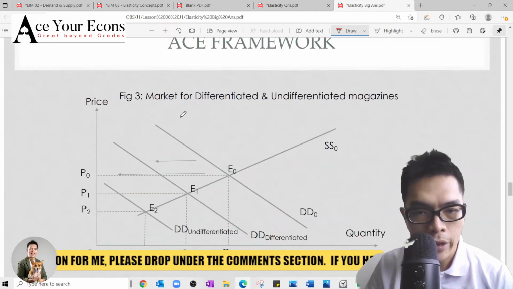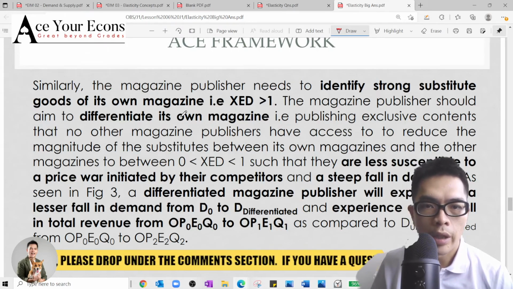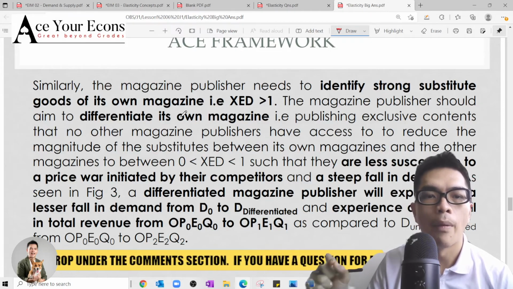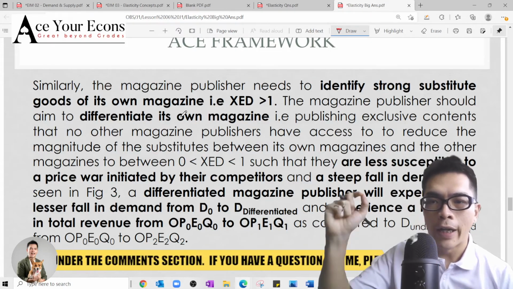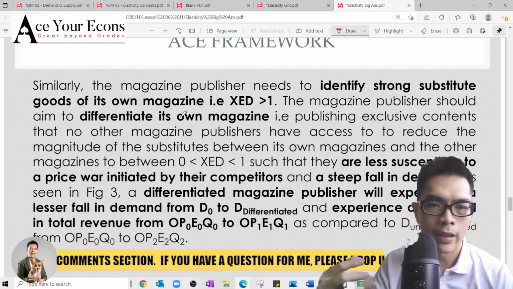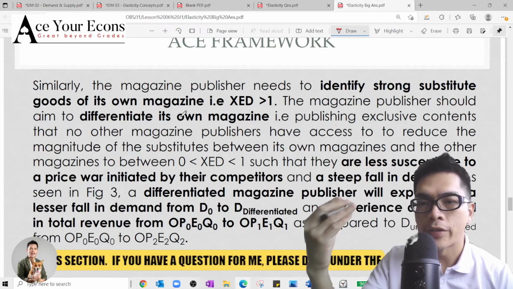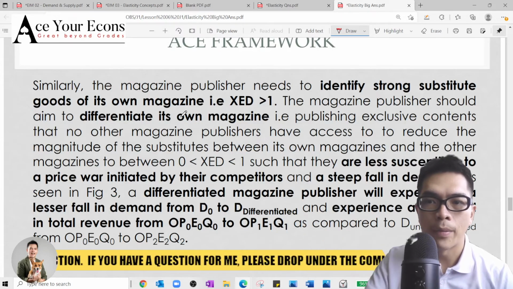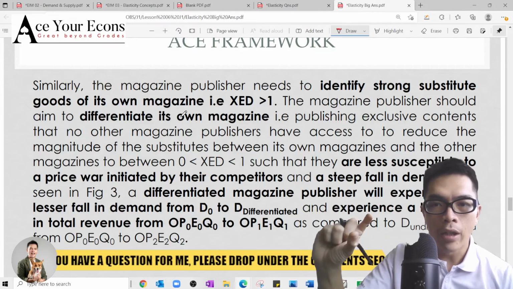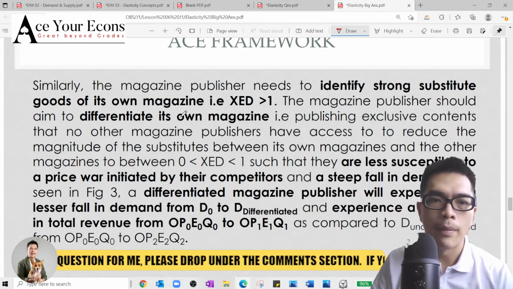If you have used substitutes, okay, this is how you approach substitutes. The magazine publisher will need to identify strong substitutes or competitors. If you identify that someone else is a very strong substitute and you are susceptible to a price war, remember just how I mentioned, when the other starts a price war, it will result in a fall in demand of your good. Then you will want to inhibit, or limit, the damage that's done.